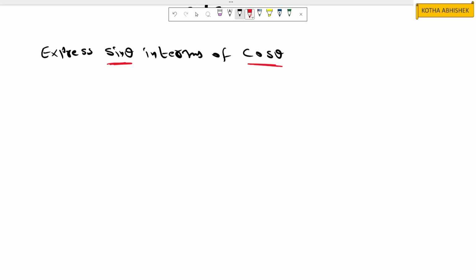We need to write sin theta in such a way that in the answer everything should be cos theta only. Except cos theta, no other trigonometric ratio should be there in that. And number 1 will be there definitely. Don't worry about that number 1.